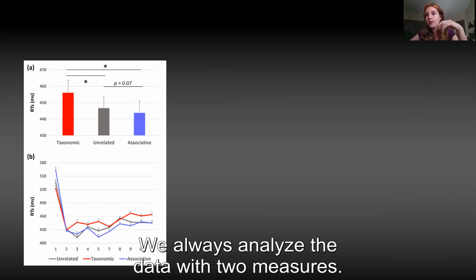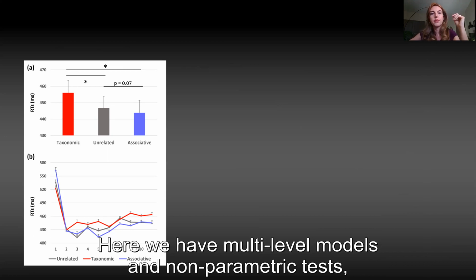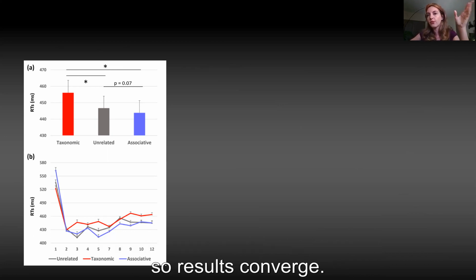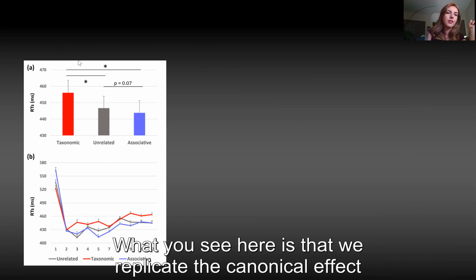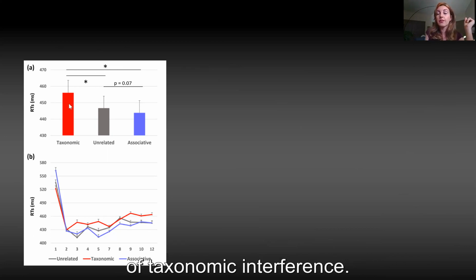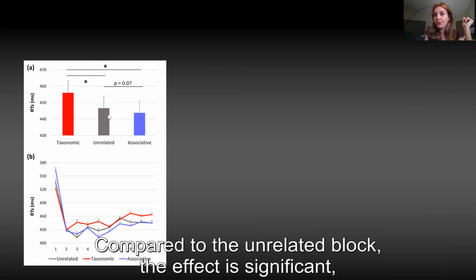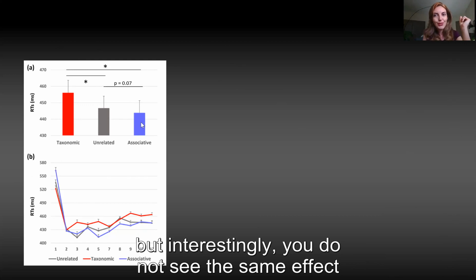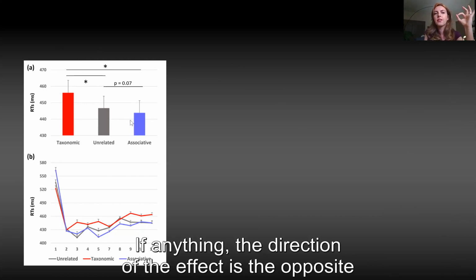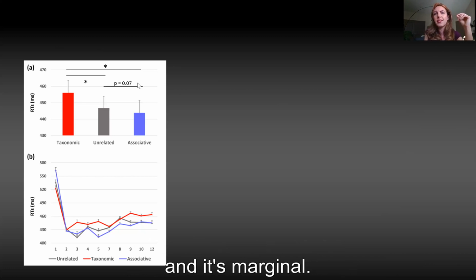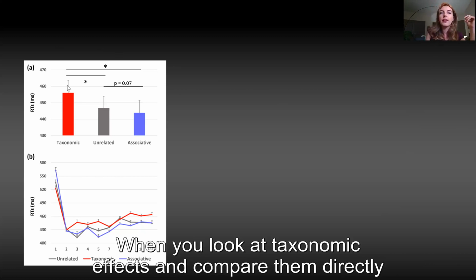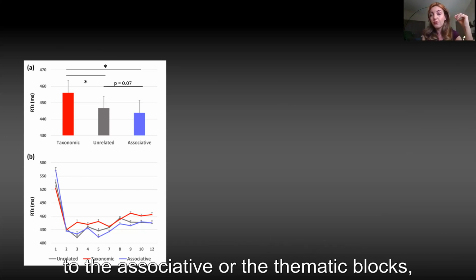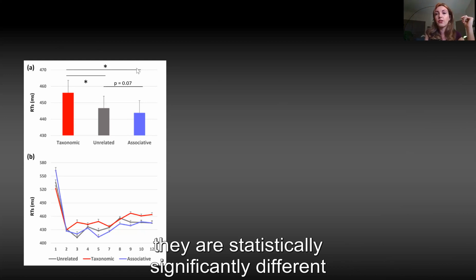We always analyze the data with 2 measures. Here we have multi-level models and non-parametric tests, the results converge. What you see here is that we replicate the canonical effect of taxonomic interference compared to the unrelated block. The effect is significant, but interestingly, you do not see the same effect for associations. If anything, the direction of the effect is the opposite and it's marginal. When you look at taxonomic effects and compare them directly to the associative or the thematic blocks, they are statistically significantly different from one another.